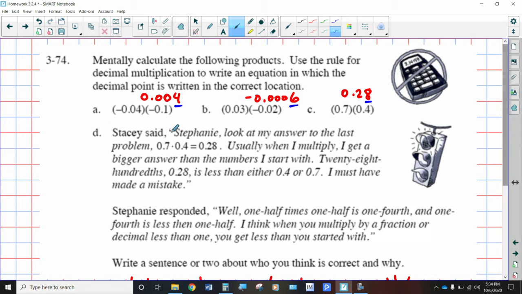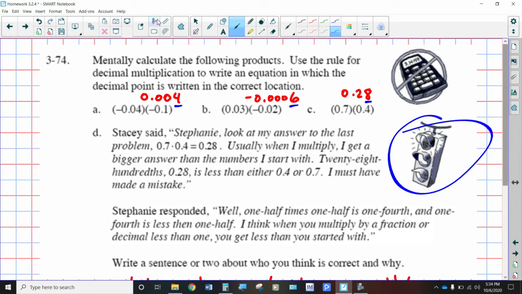Now, Stacy said, Stephanie, look at my answer to the last problem. Usually when I multiply, I get a bigger answer than what I started with. 28 hundredths is less than either 4 tenths or 7 tenths. I must have made a mistake. See that stoplight? That's where people make common mistakes. But in this case, it was not a mistake.